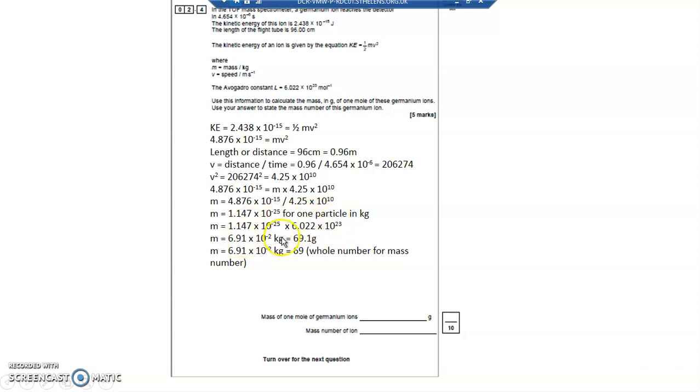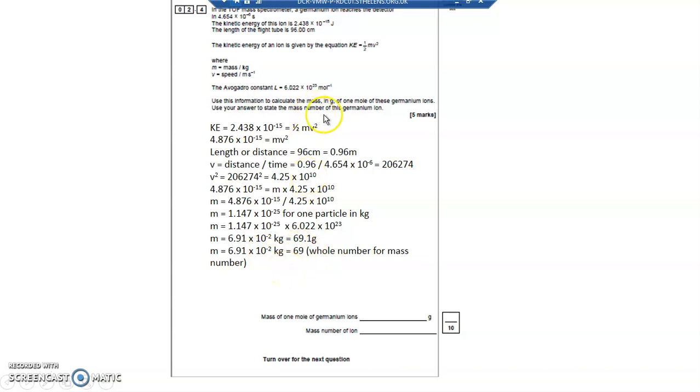I'll work out the mass of 1 mole of particles. It's in kilograms, however, so to get kilograms, a larger unit, down into a lower unit value of grams, I'm going to multiply by 1,000, so 6.91 times 10 to the minus 2 multiplied by 1,000 to get down into grams is 69.1. And it should be a whole number. Use the information to calculate the mass in grams of 1 mole of these germanium ions. Use your answer to state the mass number. So the mass numbers are always whole numbers. So let's scale it to 69, and that is your answer.